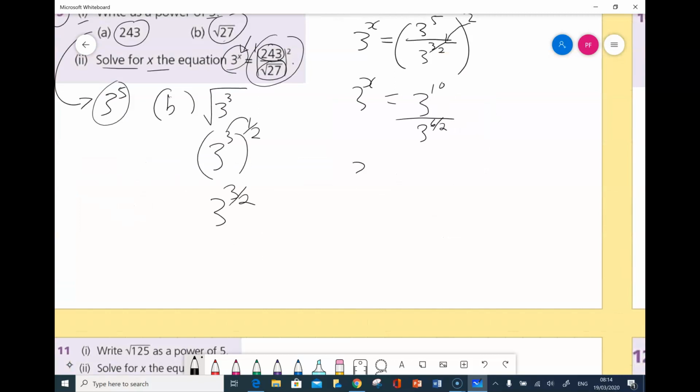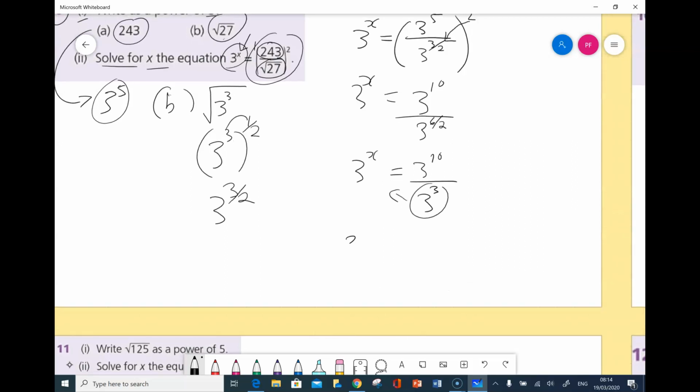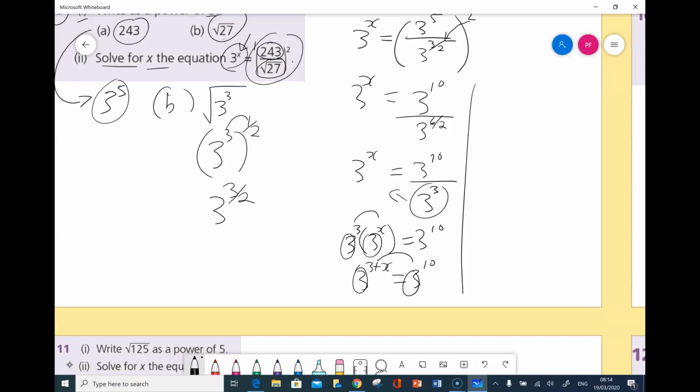So that's 3 to the power of x equals 3 to the power of 10 over 3 to the power of 3. Now, this comes over to multiply because it's dividing. So I have 3 to the power of 3 multiplied by 3 to the power of x equals 3 to the power of 10. In a situation where you have two base numbers multiplying, we add our powers. That's 3 to the power of 3 plus x equals 3 to the power of 10. Our base numbers are the same, so our indices must be the same. So 3 plus x must be equal to 10. So x is equal to 10 minus 3. X is equal to 7.